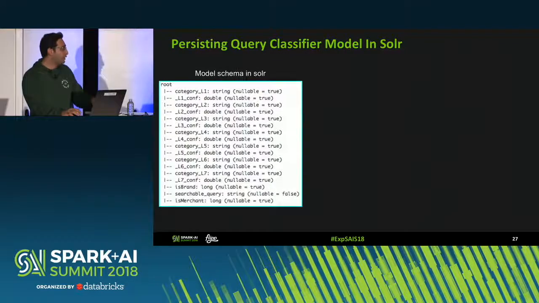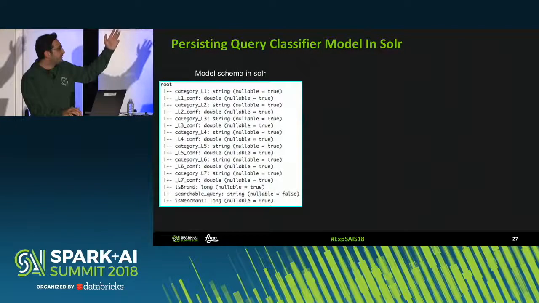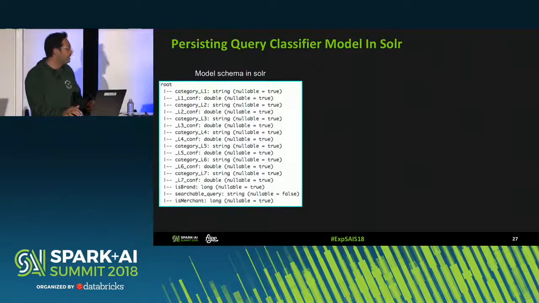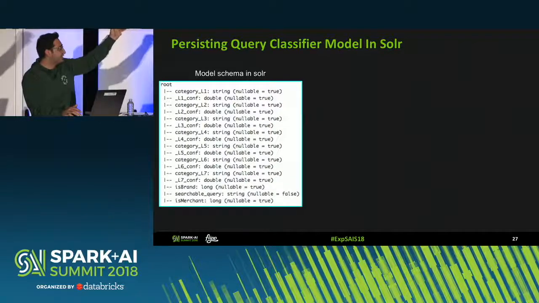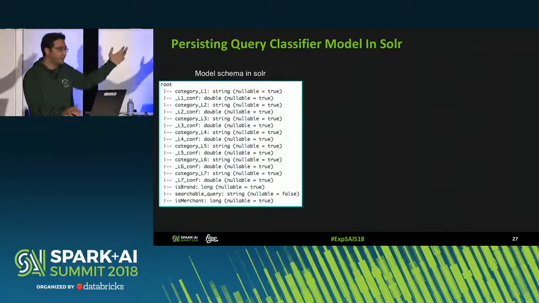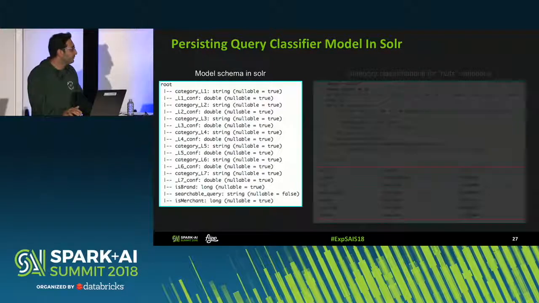And then, how do we persist the query classifier? This is a model of how you can persist your classifier model within Solr. So you have your category hierarchy, and you have all the confidence levels attached to the query that tell you how confident we are in the prediction of a certain query's category.